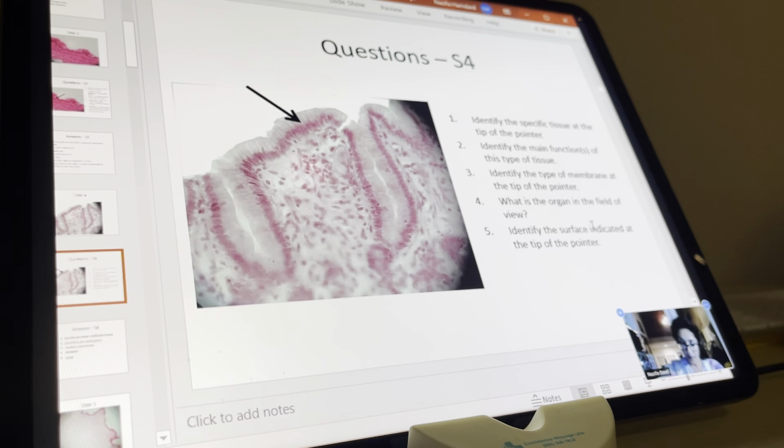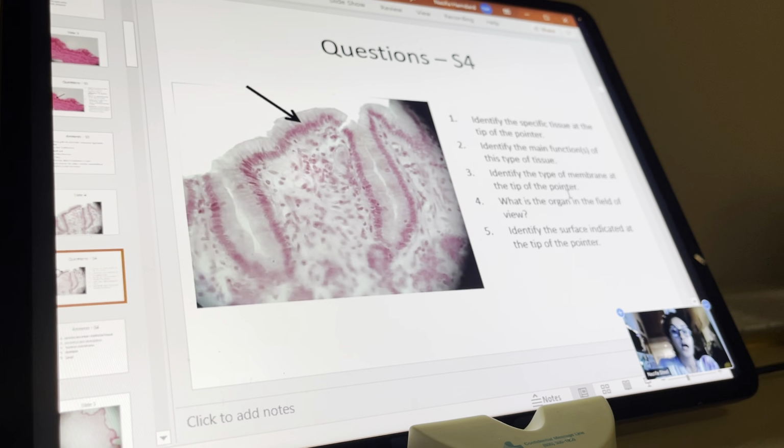Okay, so then for Mariella, identify the main function of this type of tissue. Would that be secretion and absorption again? Exactly. It's just like the cuboidal cells. So the columnar and the cuboidal have the same function. It's just that the columnar is bigger, so it can do more of it. Same thing though.